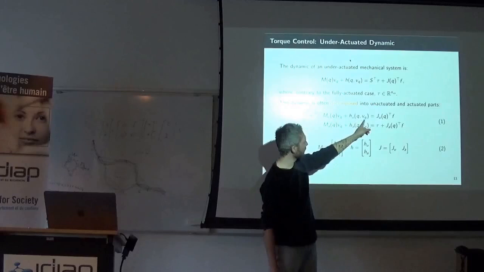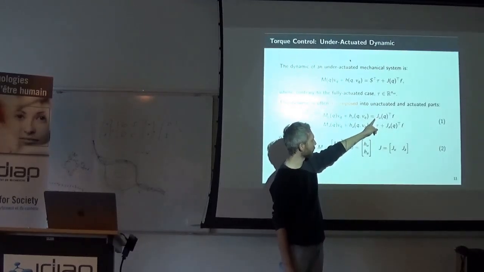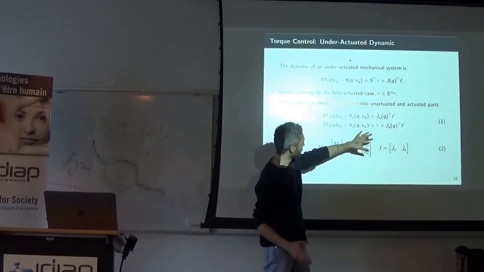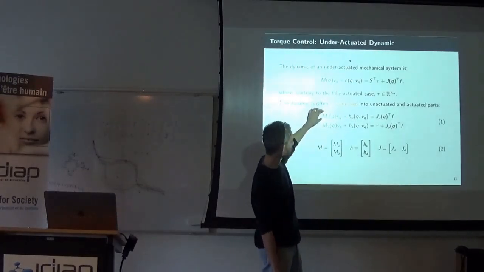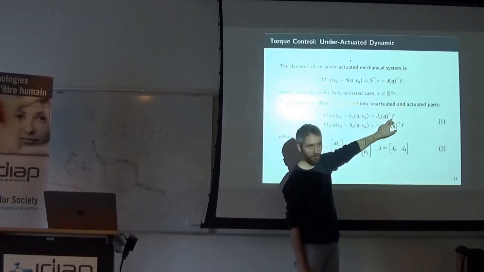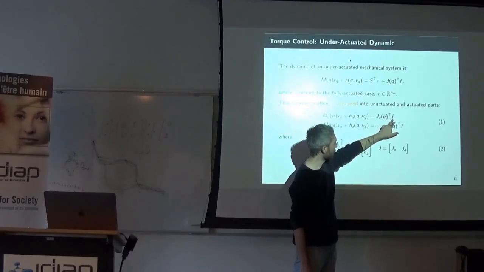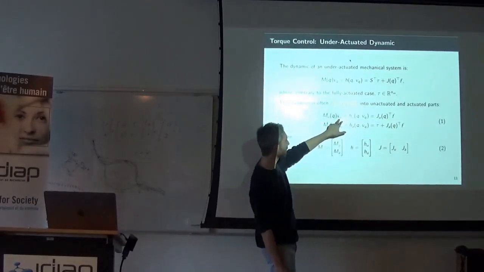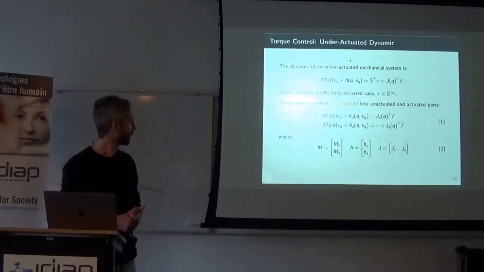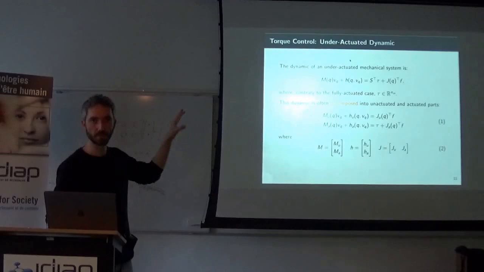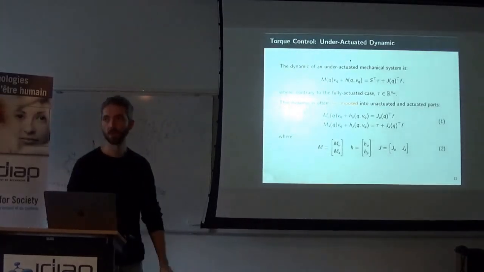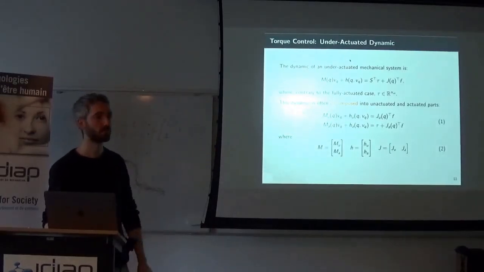In the unactuated dynamic, you don't have your actuator forces, you only have the contact forces, which already suggests that in order to control your system completely, you need to pay special attention to your contact forces, because it's only the contact forces that affect the dynamic of your underactuated part. That's just notation, but it will be useful because we will use this notation later. So you need to be familiar with that.